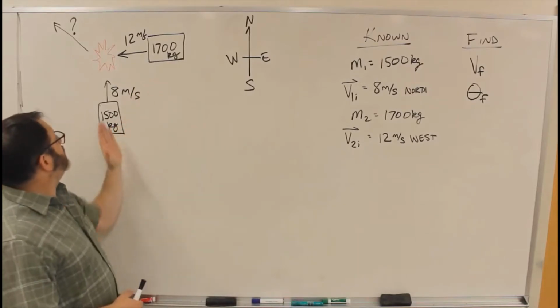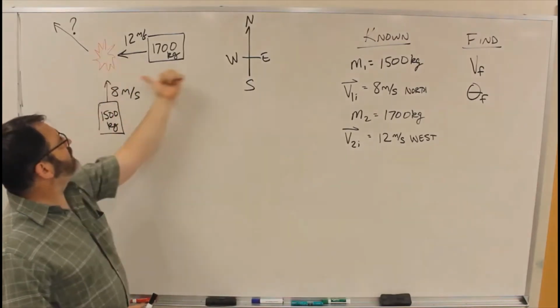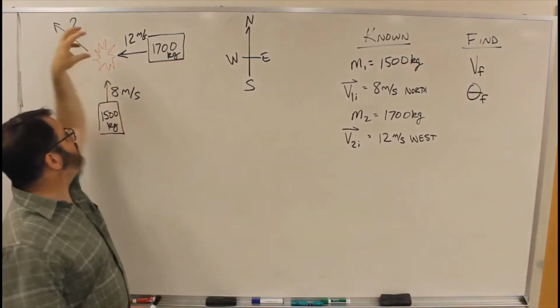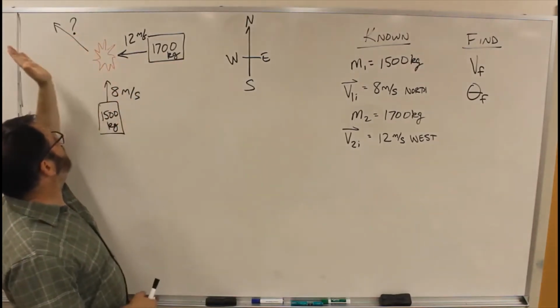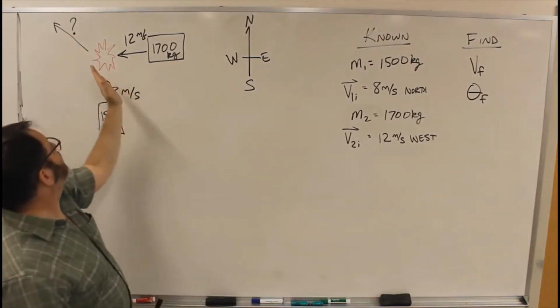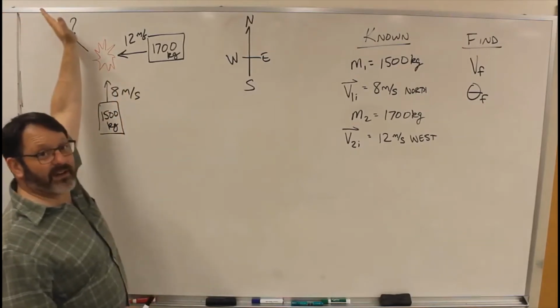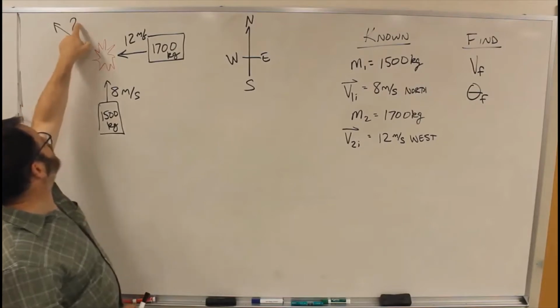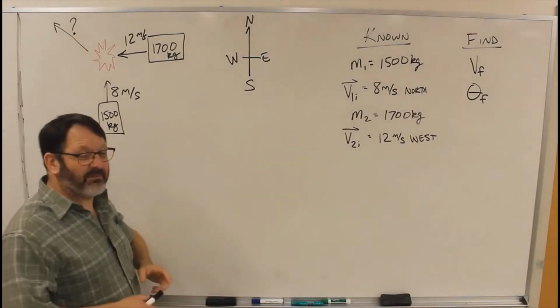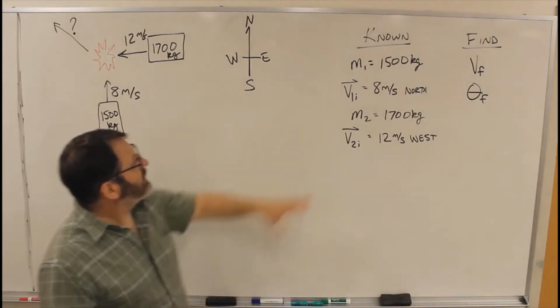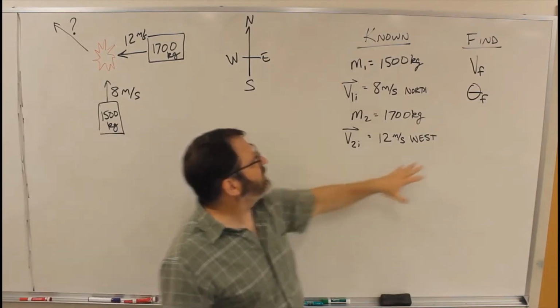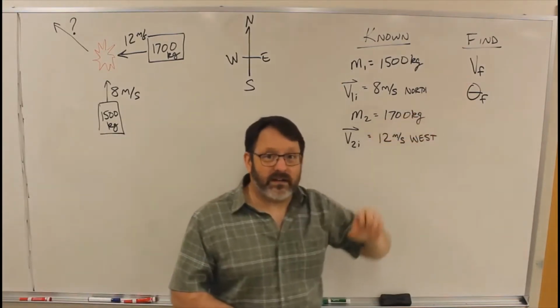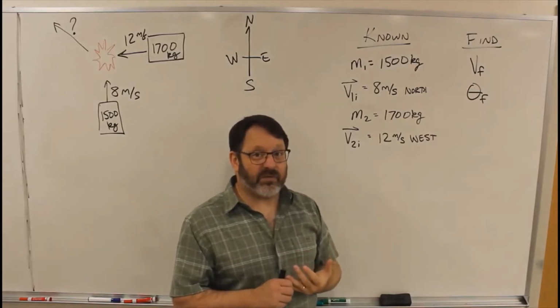So we've got a car coming from the south going north, another one coming from the east going west. There's a collision, and I'm pretty sure they're going to go off somewhere that direction. So I've drawn a final velocity arrow here, but there's a question mark on it because I'm not really sure where it's going to go. I've listed out the knowns here and the two things we need to find. It asks for final speed and direction.